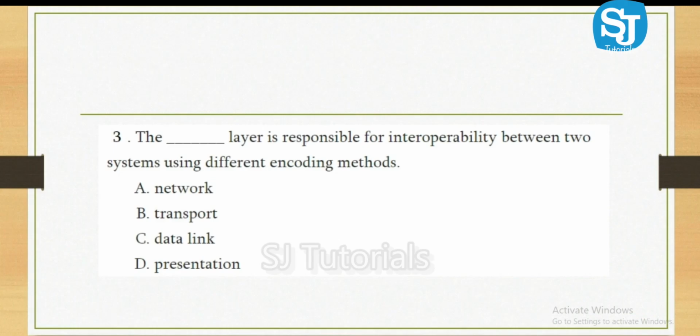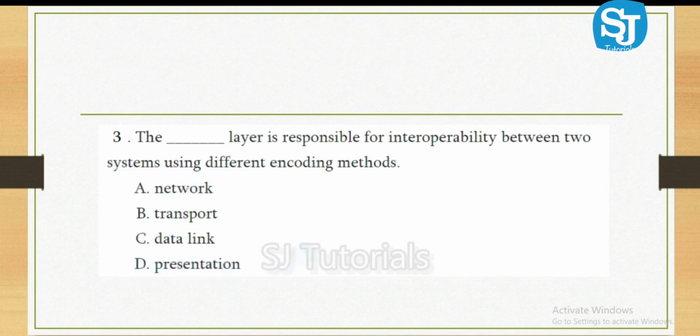Then the next question: the dash layer is responsible for interoperability between two systems using different encoding methods. Here please note the keyword encoding methods. The answers are A, network, B, transport, C, data link, D, presentation. Encoding methods are another main duty of the presentation layer. So the correct answer is D, presentation layer. A, B, C are wrong answers.